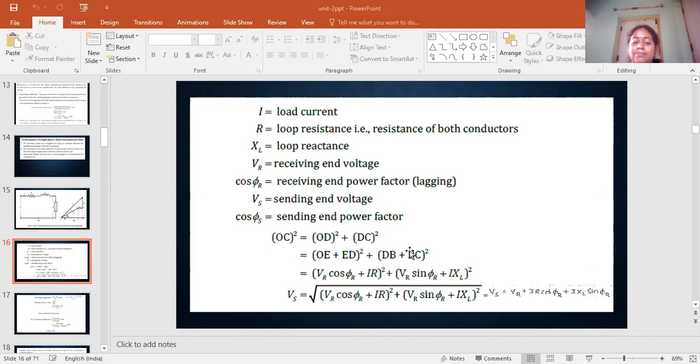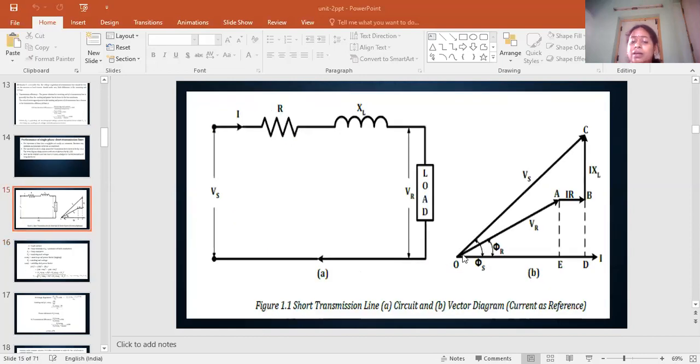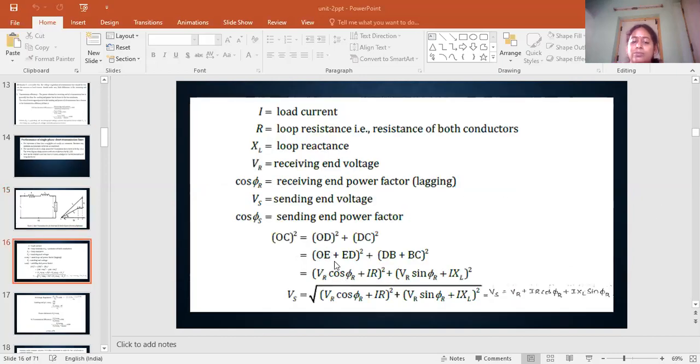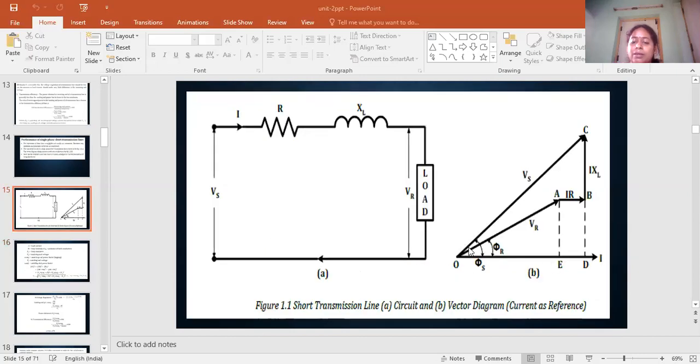Again, here the right angle triangle OAE is formed at an angle of phi r. So then we find the value of cos phi r. Cos phi r equals OE by OA.